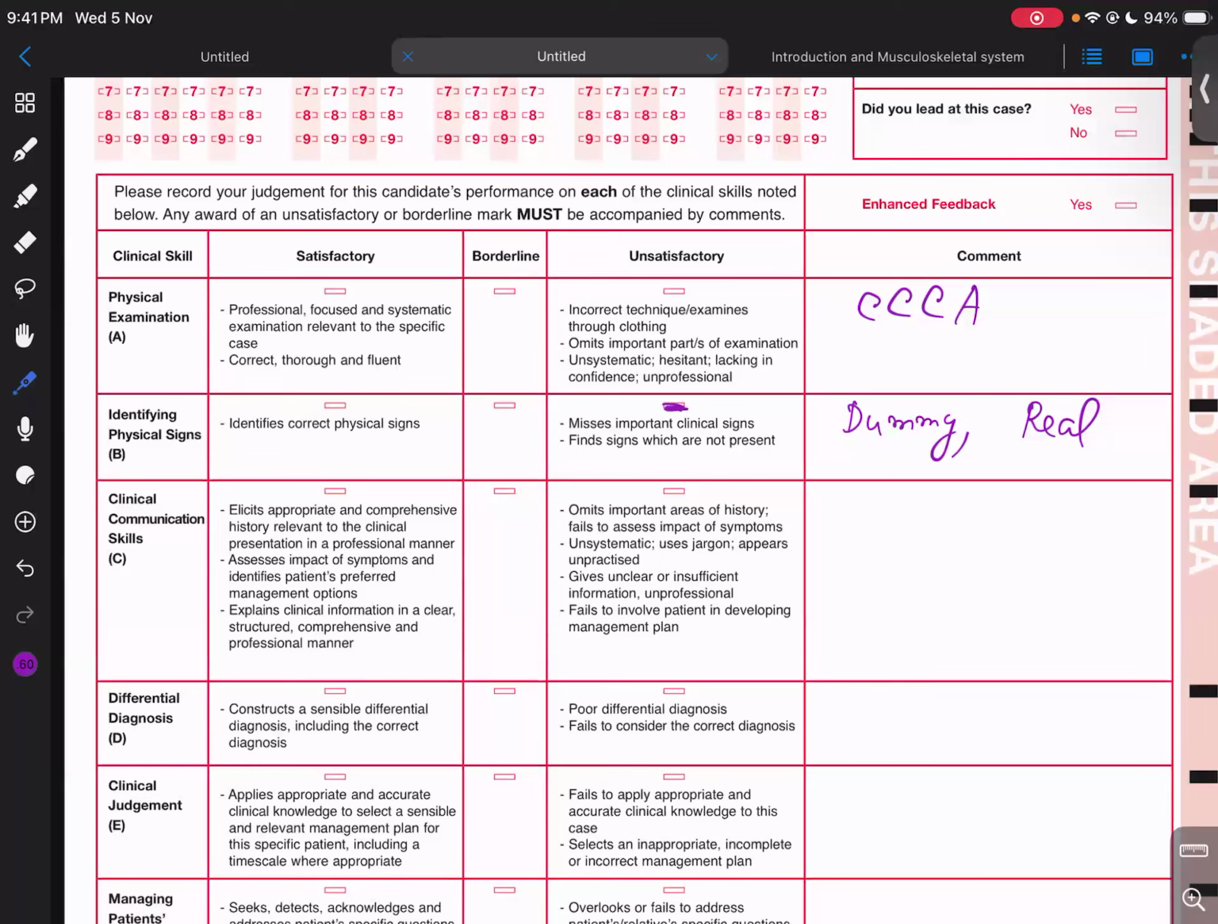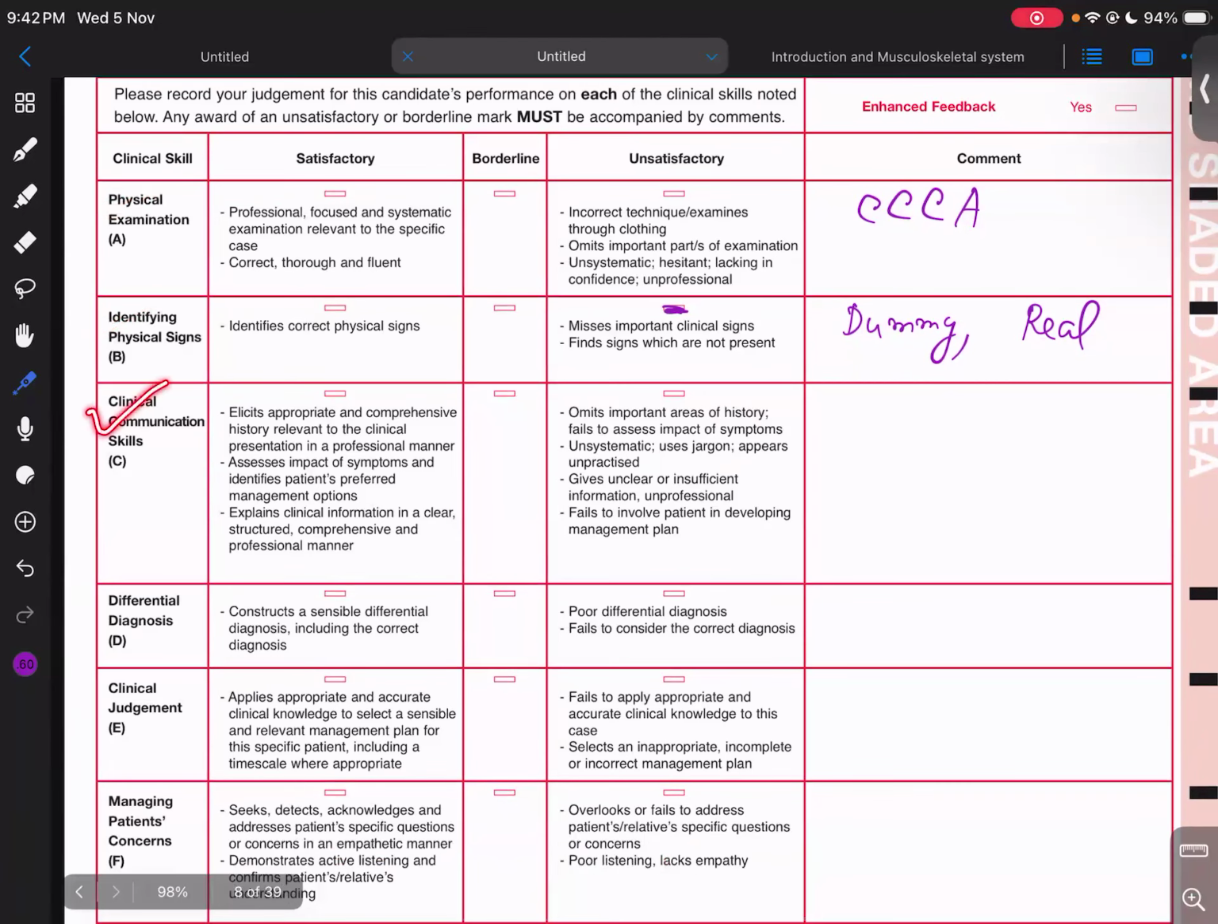But don't tell anything that you are not confident about, that you are confused about. So this is the number 2 skill, that is identifying physical signs. We have discussed the physical examination, identifying physical signs. Now let's come to the clinical communication skill.